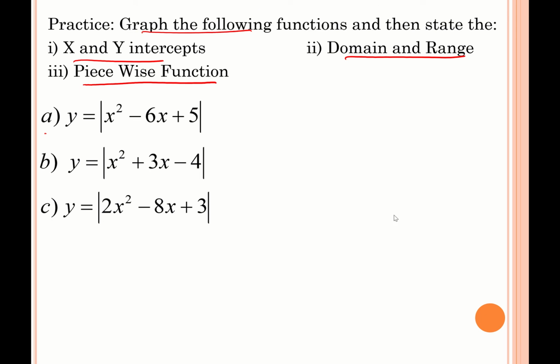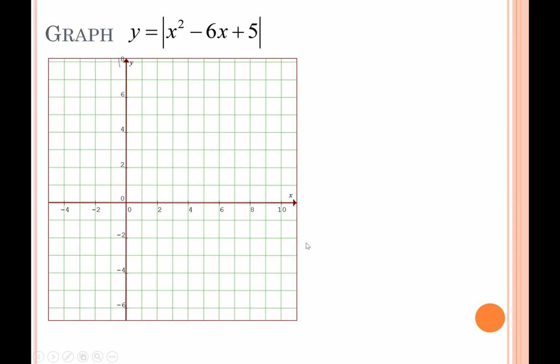Okay, here we go. Let's do A together. First one. Find your x and y intercepts. So for A, what I would do is factor this. I'm going to treat this as y equals x squared minus 6x plus 5. So when I factor this, you'll get y equals x minus 5, x minus 1.